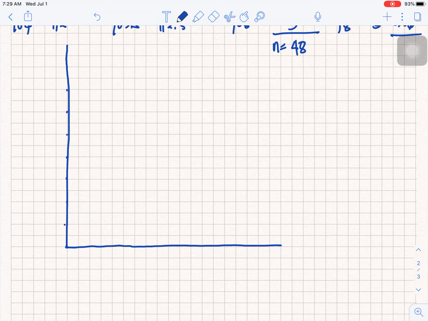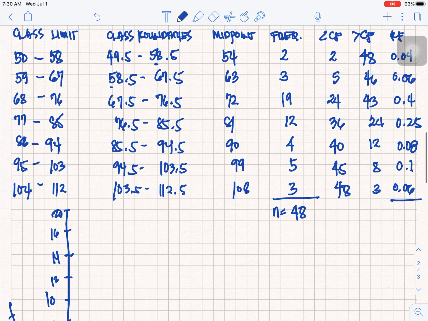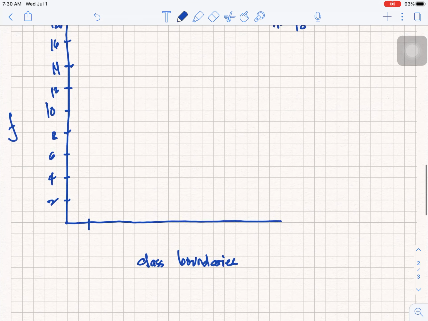Okay, so let's say this is 2, 4, 6, 8, 10, 12, 14, 16, 20. Okay, then for this one, this is our frequency. This is for the class boundaries. So for the class boundaries, we have it here.